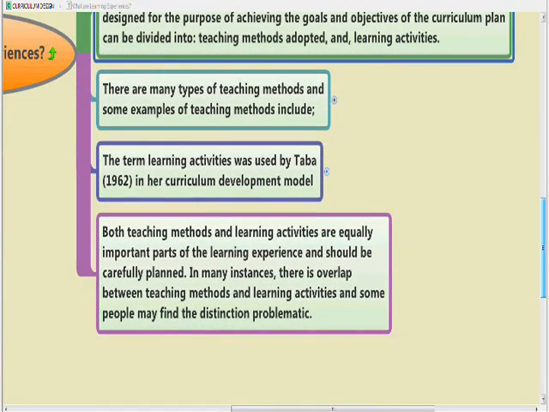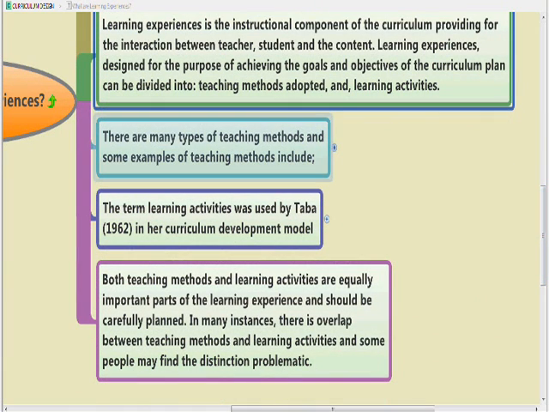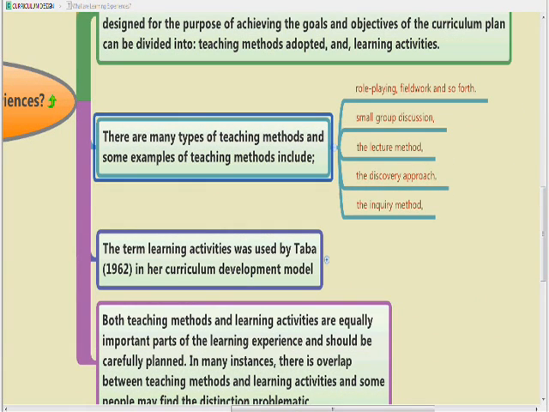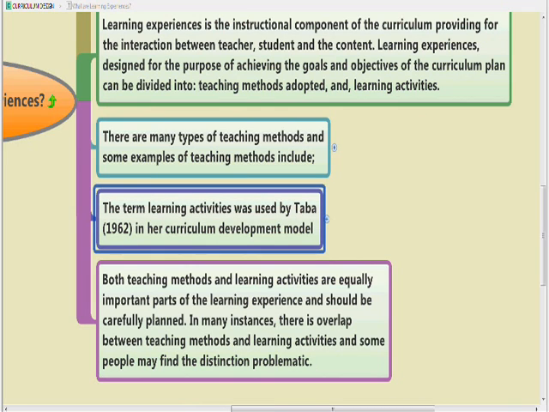Then there are three more. There are many types of teaching methods. Some examples of teaching methods include role playing, field work, small group discussion, lecture method, discovery approach, and inquiry method. These are basic methods. But the point is the person. The method could be written down, but it's the person who brings it alive, and that person needs to be right. And then you have the term learning activities, used by Taba in her curriculum development model.